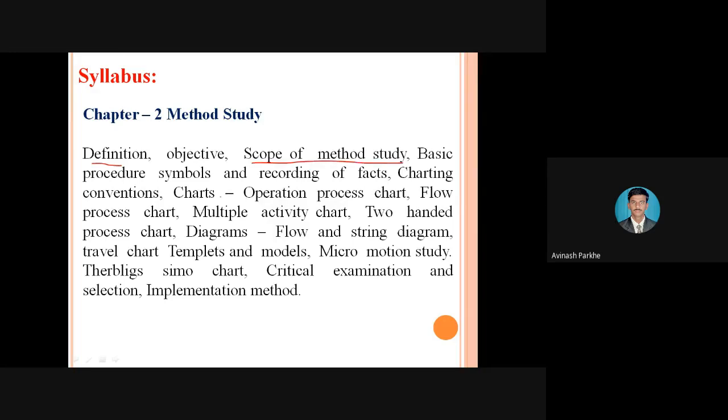Then some basic symbols, as already mentioned. In industry, some unskilled operators, some skilled operators, and some supervisors are working on the machine or on the line.